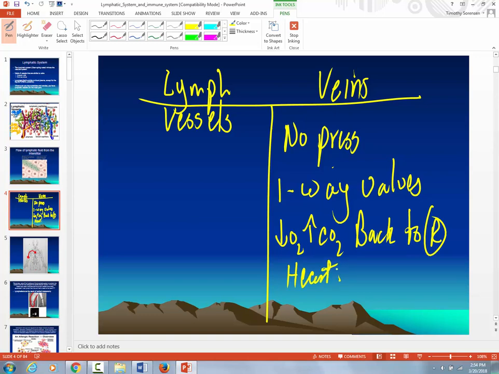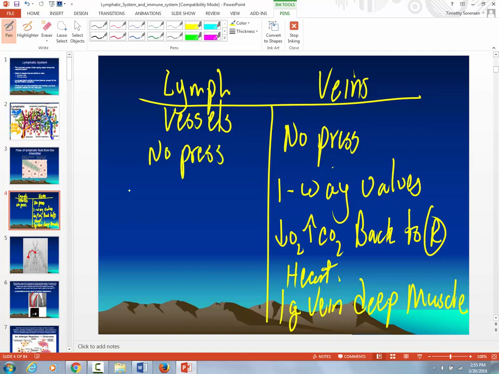Where are the largest veins of your body? Deep in muscle, right? So large veins, deep in muscle. And how do you get venous blood back to your heart? Contraction and relaxation of the muscles and opening of those one-way valves, right? The other way is through the thoracic pump and gravity. Say yeah. So in lymph vessels, there is no pressure. They have one-way valves. As a matter of fact, lymph vessels have more one-way valves than veins. They're a little more porous too than veins. They don't carry venous blood back to the right side of the heart.